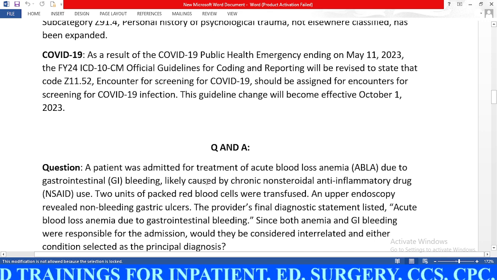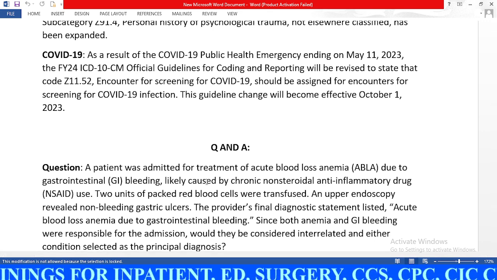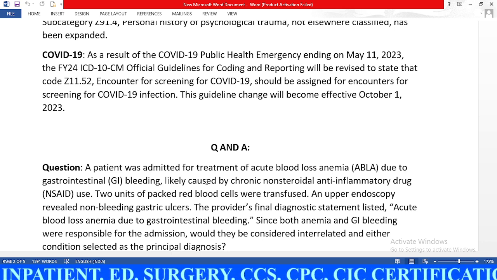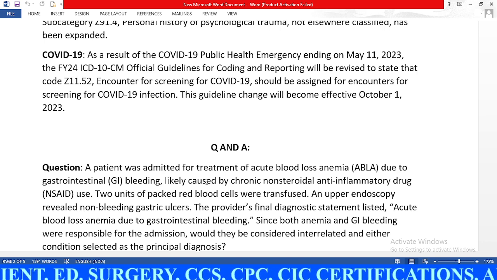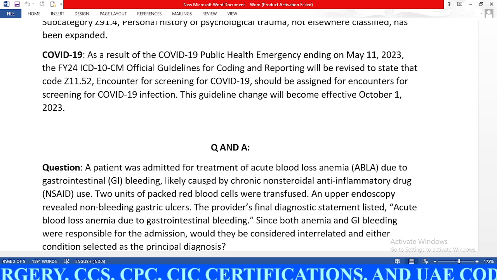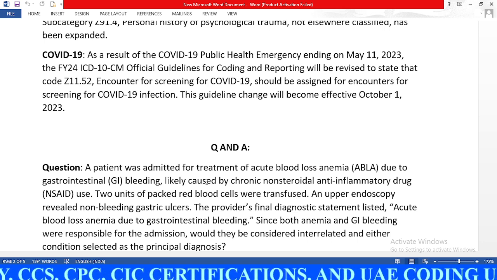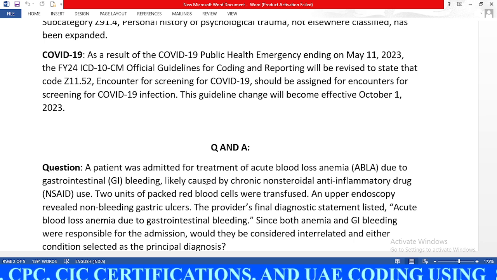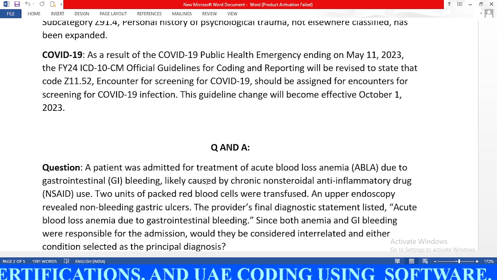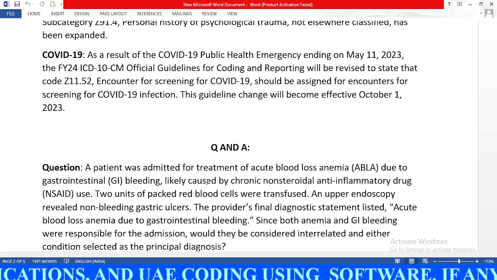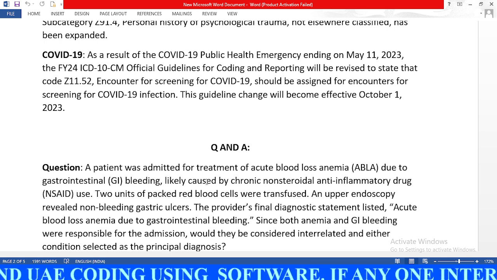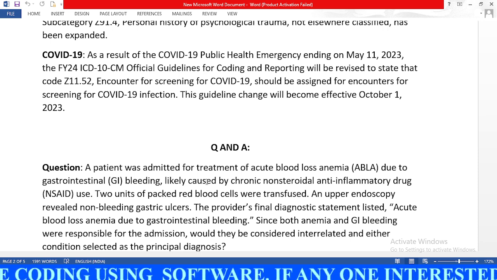Next, we have one guideline about COVID-19. As a result of the COVID-19 public health emergency ending on May 11, 2023, the fiscal year 2024 ICD-10-CM official guidelines for coding and reporting will be revised to state that code Z11.52, encounter for screening for COVID-19, should be assigned for encounters for screening for COVID infection. This guideline change will be effective from October 2023. So next year we are going to have the screening for COVID code, which is Z11.52.